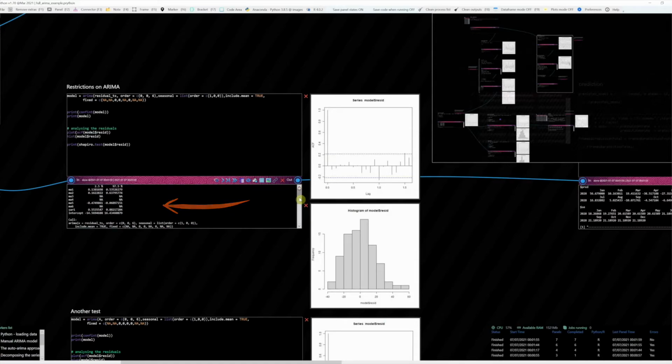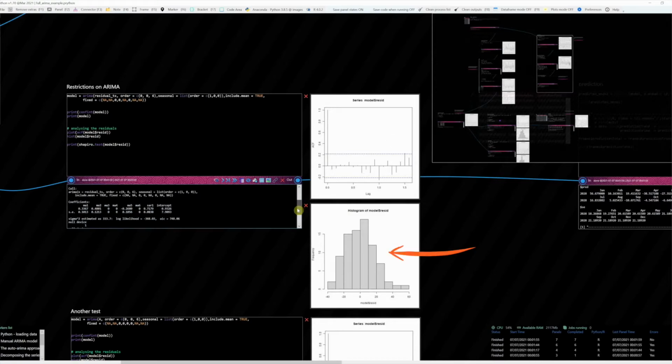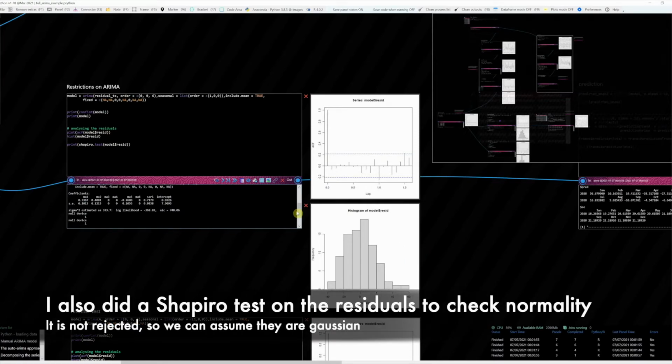I am now looking at the residuals of the model. There is no significant structure remaining, and they seem to be normal. I can confirm because the histogram looks okay, and then the test does not reject the null hypothesis at the 0.49 level.